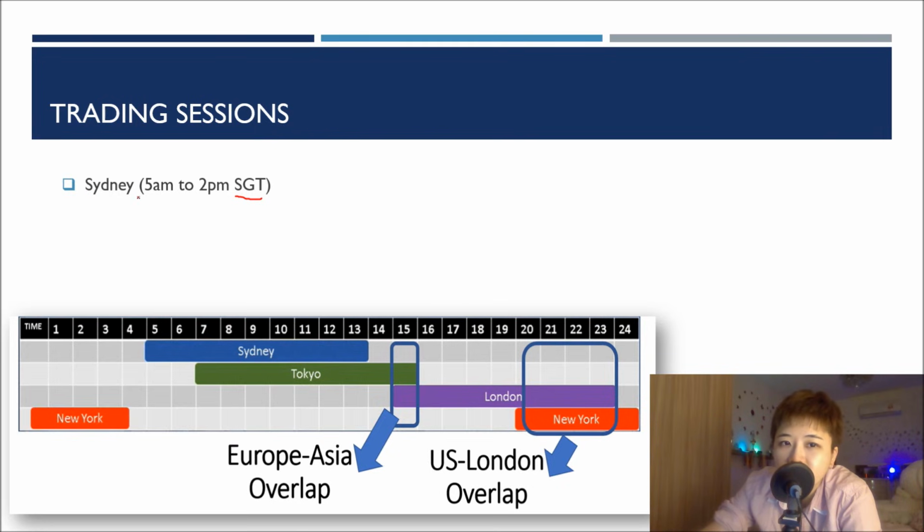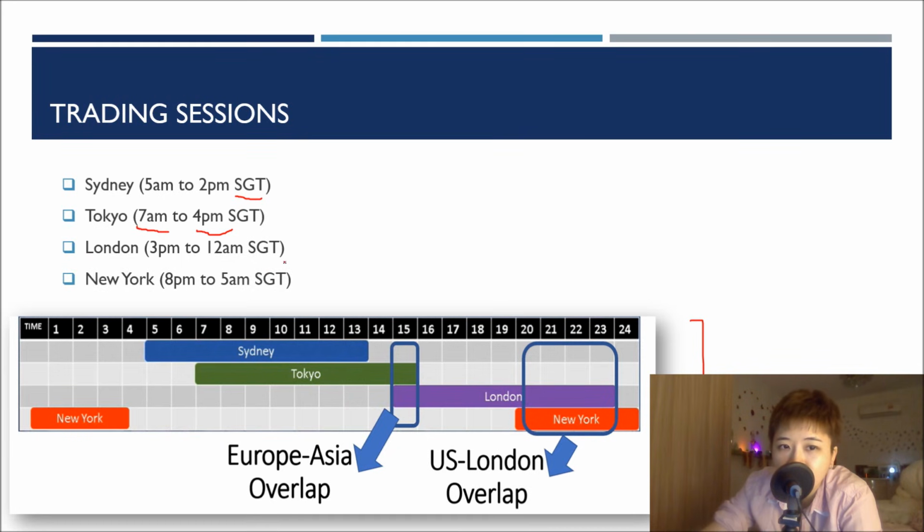Sydney market is from 5 a.m. to 2 p.m. Singapore time. Tokyo market is from 7 a.m. to 4 p.m. Singapore time. Again, this chart is also based on Singapore time. London from 3 p.m. to 12 a.m. Singapore time. And New York from 8 p.m. to 5 a.m. Singapore time.